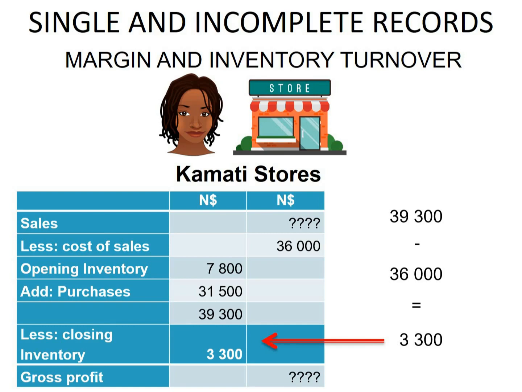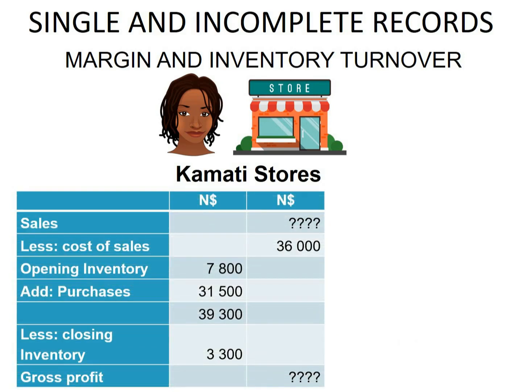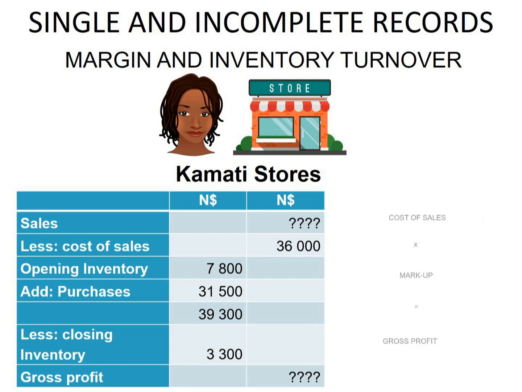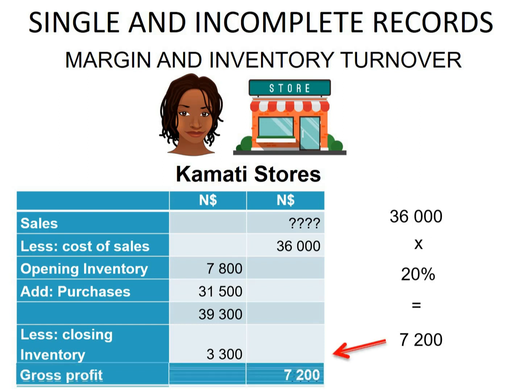The next amount we should find is our gross profit. How would we do this? Well, we'll take our cost of sales and multiply it by our markup. That will give us our gross profit. So we have our cost of sales and we have our markup that's been given in the notes. If we take 20% of 36,000, that will come to 7,200. And so we can add that for our gross profit.